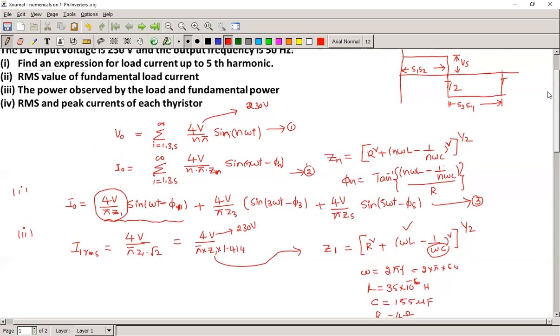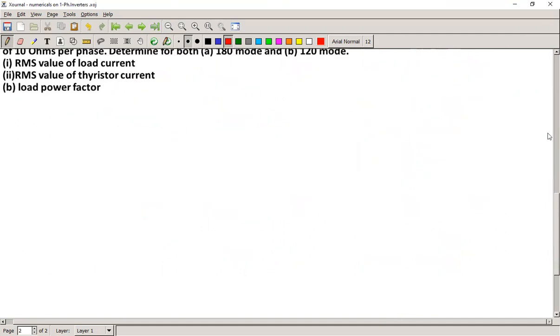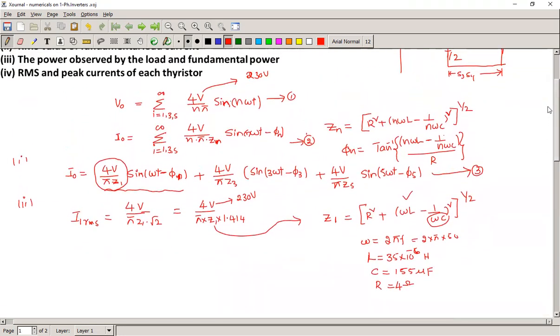Next, third bit is the power absorbed by the load, the fundamental power. How much power is absorbed by the load due to the fundamental component? So how are we going to find that out? See here, the output voltage or current consists of harmonics. Because of the harmonics, no power comes to the load. Due to the fundamental component only, the power is received by the load.